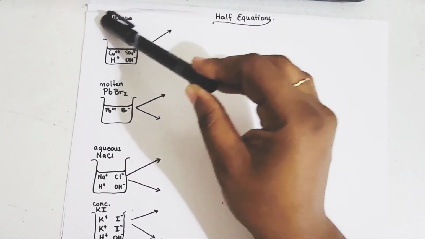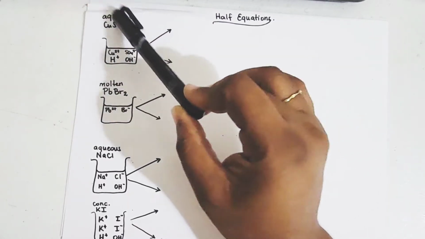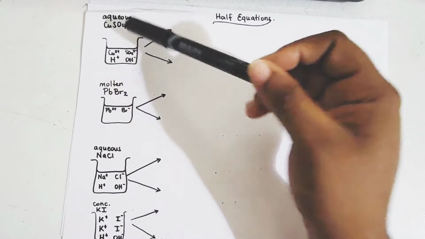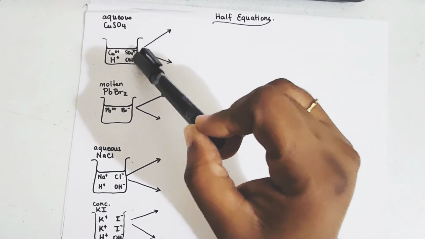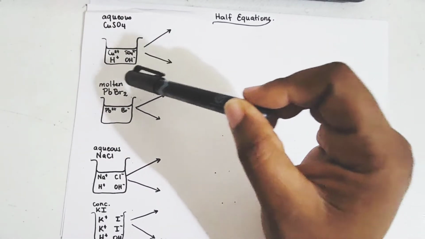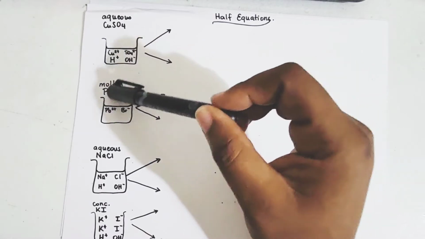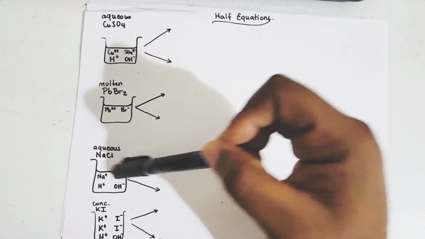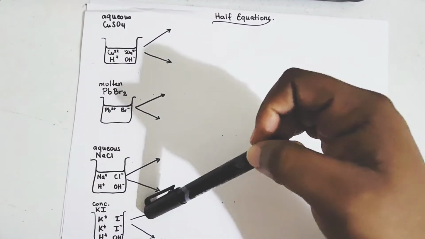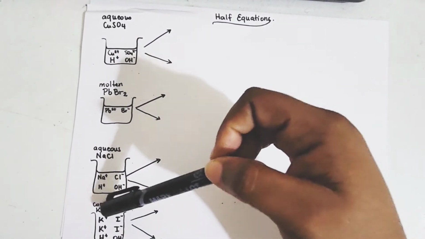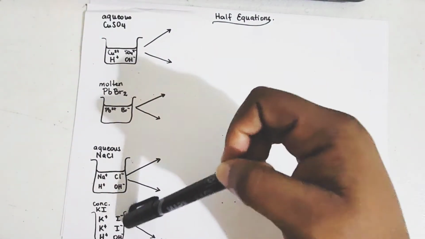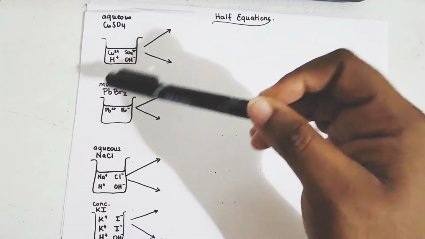you look at the word aqueous. So these are keywords to look at: aqueous, molten, and concentrated. So when we say aqueous, it means there's water, a lot of water in there. When we say molten, that means that there is no water in there. It's just whatever is given. Same thing for here with aqueous. And then we have the concentrated. Concentrated means that you have more of the solute in there than the solvent.